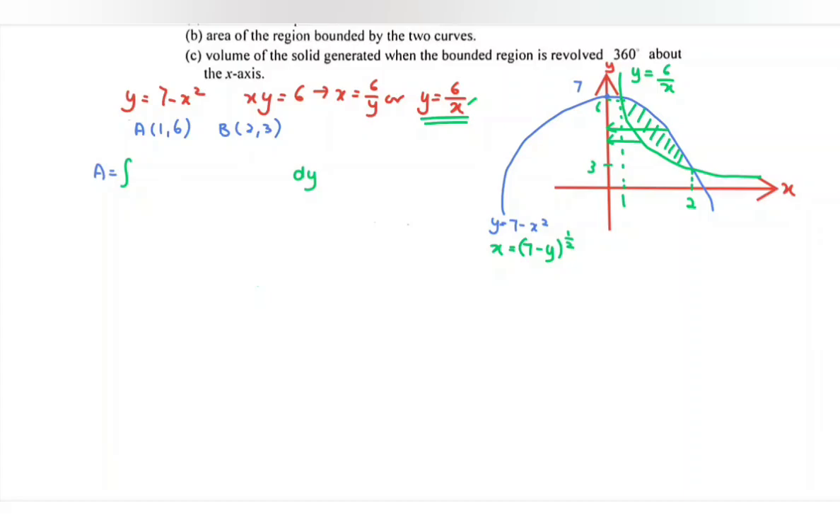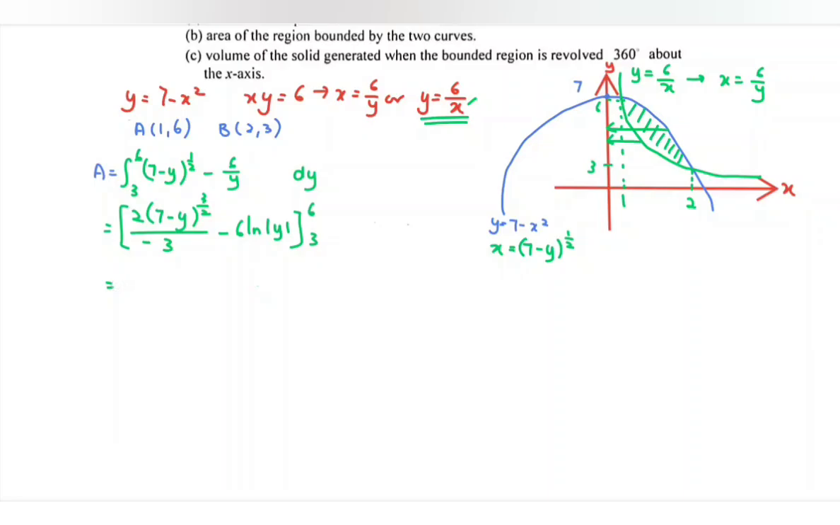Another one, for this case, we will have x equal to 6 over y. Kindly substitute the situation. We have (7 minus y) to the power 1 over 2 minus 6 over y, with the limit from 3 until 6. So next is to integrate the situation: (7 minus y) to the power 3 over 2, and then here we have 2 over 3. Differentiate the 7 minus y and we will have the negative. Minus 6 ln y, with the limit 6 and 3.